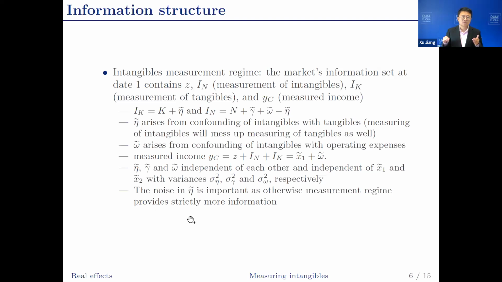And the important thing here is we need eta. If eta equals 0, then IK would equal K. That means the measurement regime contains all the information that the expensing regime has, and strictly more, because IN is also contained. That means the measurement regime has strictly more information, and the solution will be trivial.